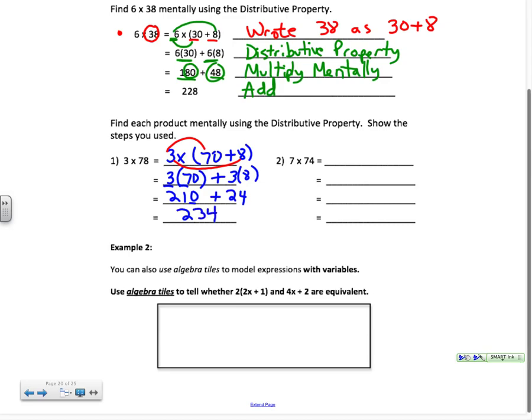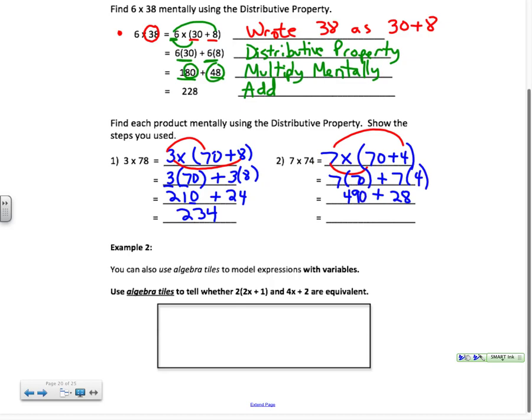Okay, the next one, 7 times 74. I'm going to write my 7 times, instead of 74, I'll break that up as 70 plus 4. Now remember what I'm going to do. I'm going to distribute the 7 times the 70 and the 7 times the 4, but I have to put an addition sign between those two. So I'll have 7 times 70 plus 7 times 4. Now I can multiply mentally. 7 times 7 is 49, so 7 times 70 is 490, plus 7 times 4 is 28.